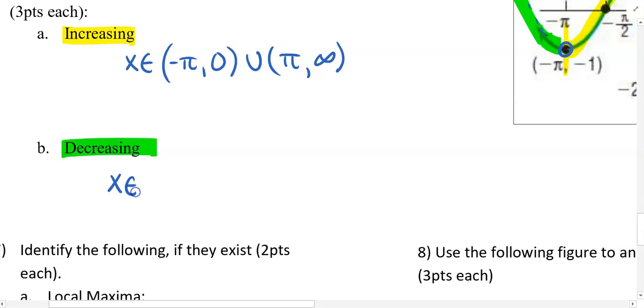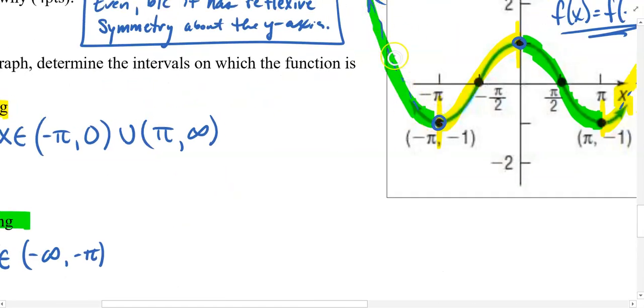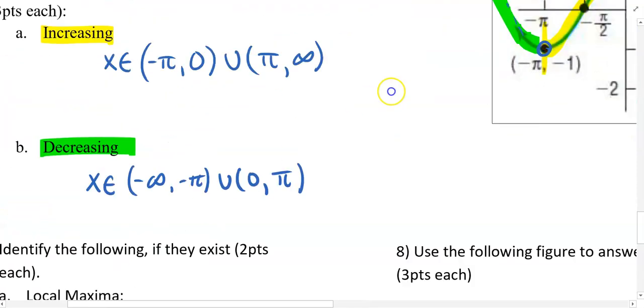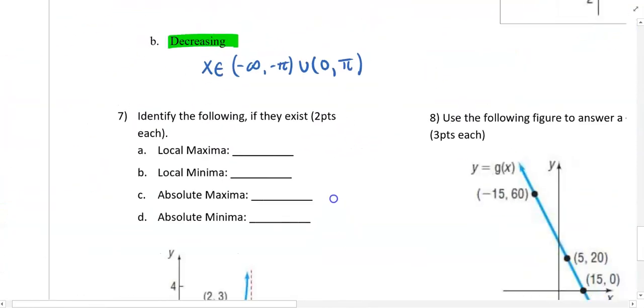As far as decreasing goes, I would say any x value from -infinity up to -pi. That would describe this first green section. And then again from 0 to +pi. That's showing the location where this graph is decreasing.